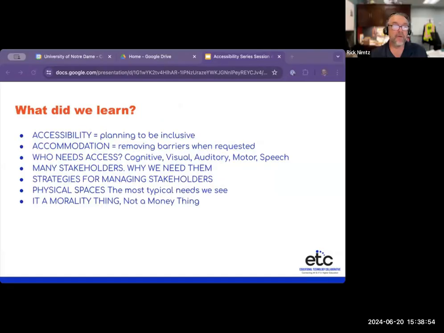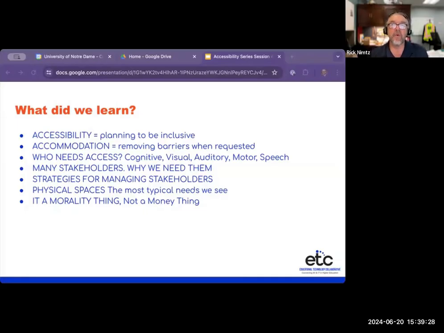Thank you, Sarah. And so anybody that knows the teaching method, we tell you what we're going to tell you, we tell you, and then we tell you what we told you. And this is the tell you what we told you part. We learned the difference between accessibility and accommodation. And accessibility is having a plan, and accommodation is more of a reactive, removing barriers to someone. We learned about who needs access and what type of access they need.